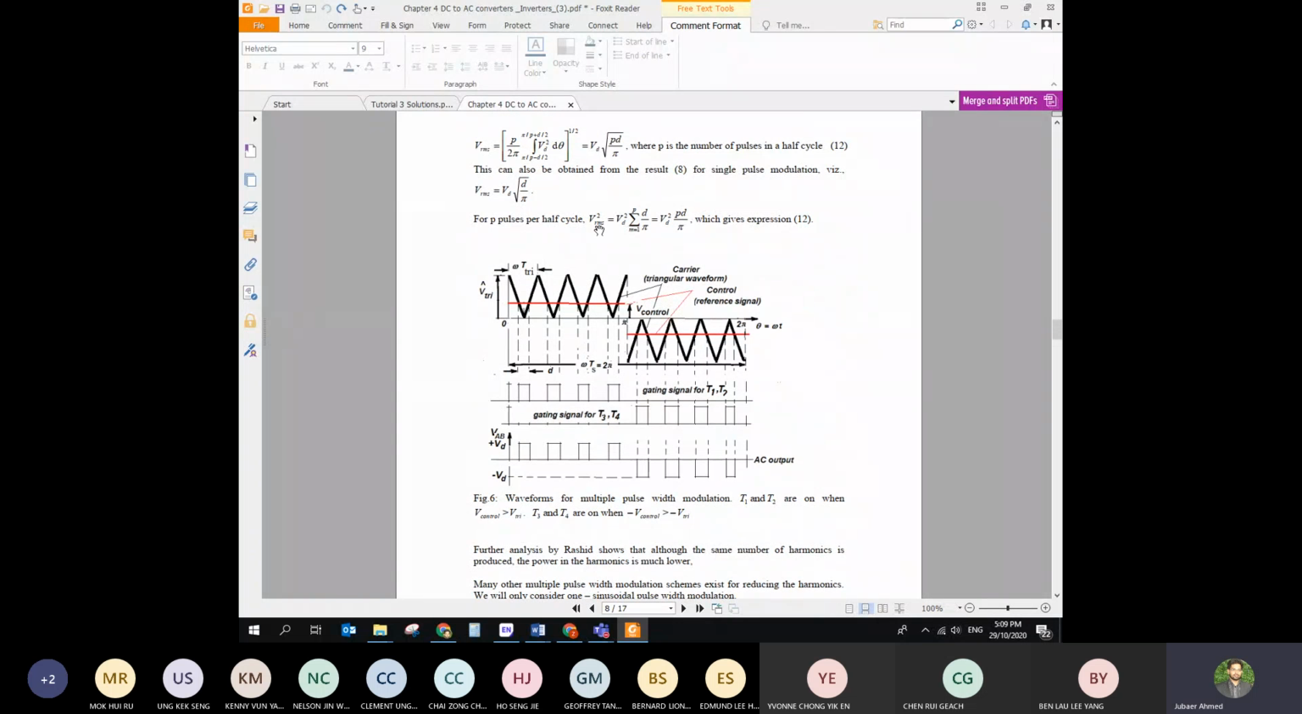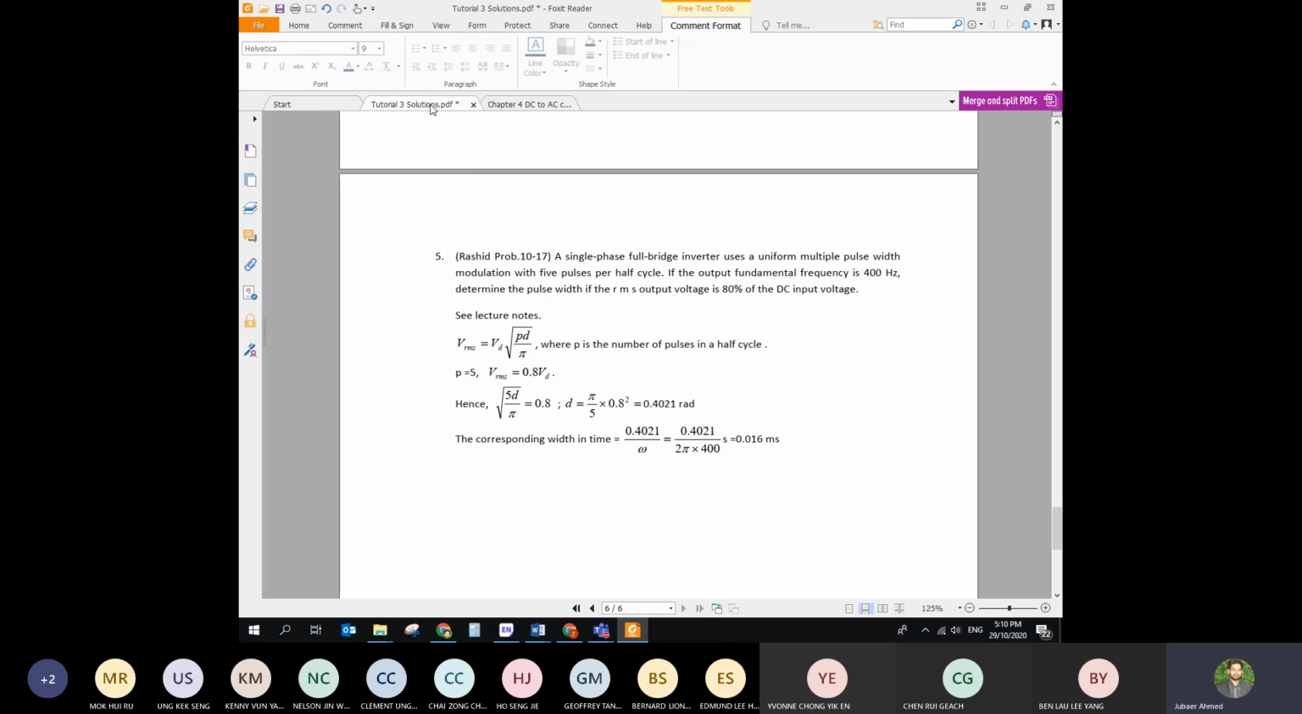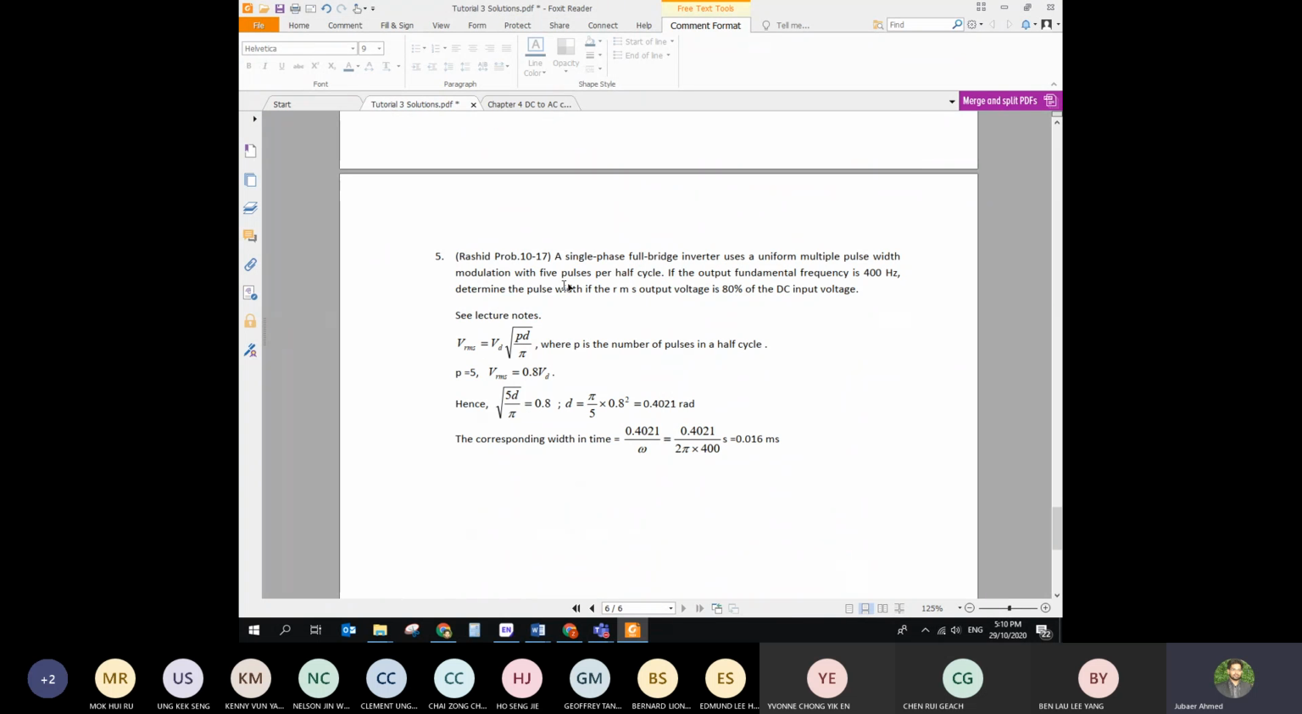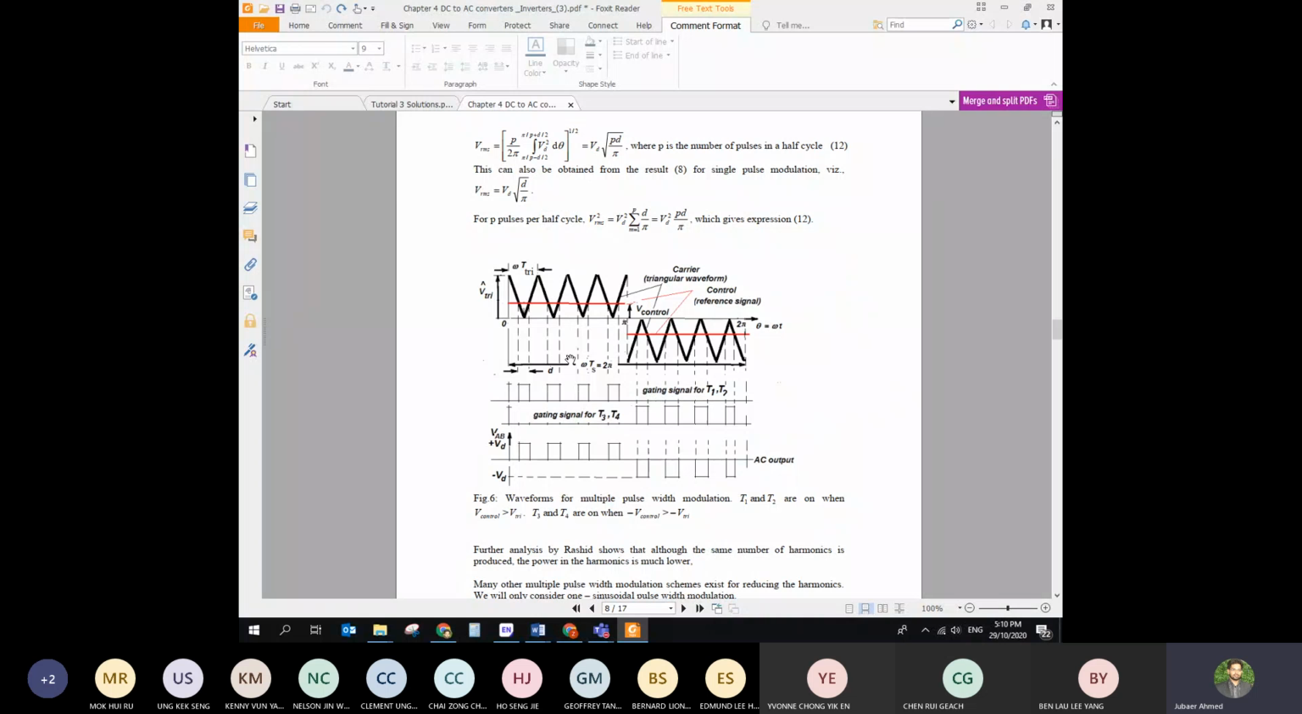So VRMS square is VD square PD by pi. So VRMS is equal to root over this. So VRMS is equal to VD multiplied by root over PD by pi. P is equal to the number of pulses, how many pulses you have. For this case, 1, 2, 3, 4, 4 pulses. For your case, how many pulses? 5 pulses per half cycle. So for this particular cycle, there are going to be 5 pulses. Like for this signal given here, it is 4 pulses on the positive cycle and 4 pulses on the negative cycle.